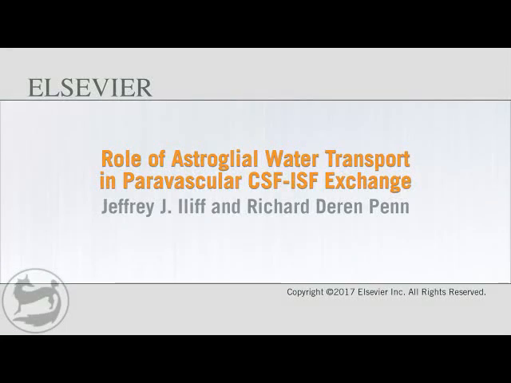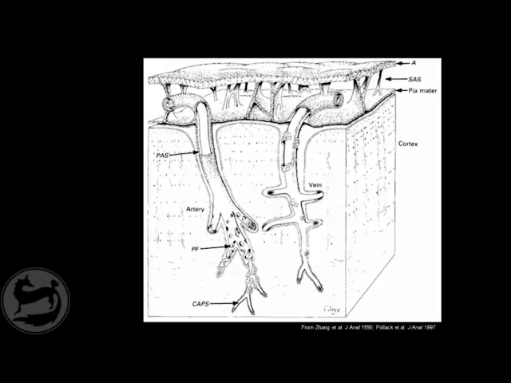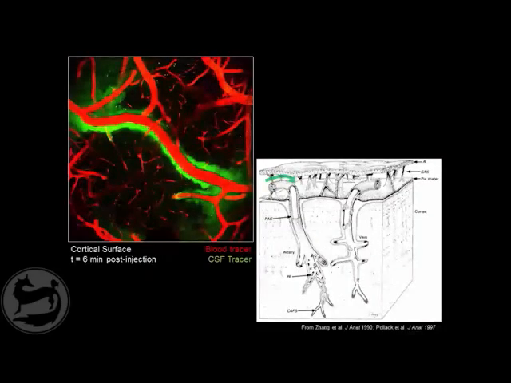The role of astroglial water transport in paravascular CSF interstitial fluid exchange. Paravascular spaces surround both arteries and veins at the cortical surface, creating a pathway for the movement of CSF through the wider subarachnoid space and into the brain parenchyma. Dynamic imaging approaches demonstrate that the CSF tracers move rapidly through these spaces, facilitating the rapid exchange of CSF and interstitial fluid.